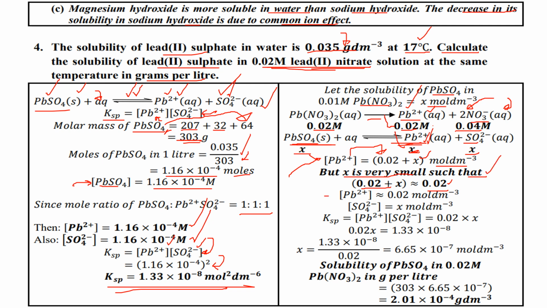So that means that our new molar concentration of lead-2 ions is going to be the concentration coming from the strong electrolyte added, which is lead-2 nitrate, which is going to be 0.02 moles per decimeters cubed. The molar concentration of sulfate remains to be X.